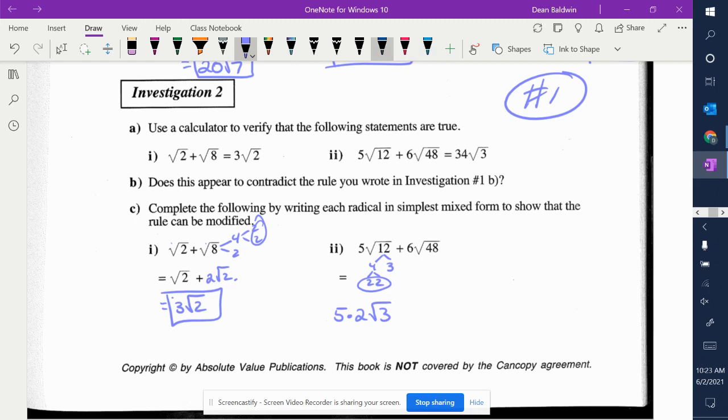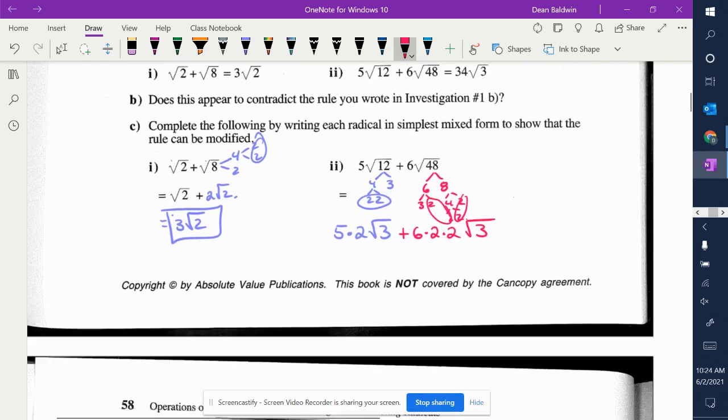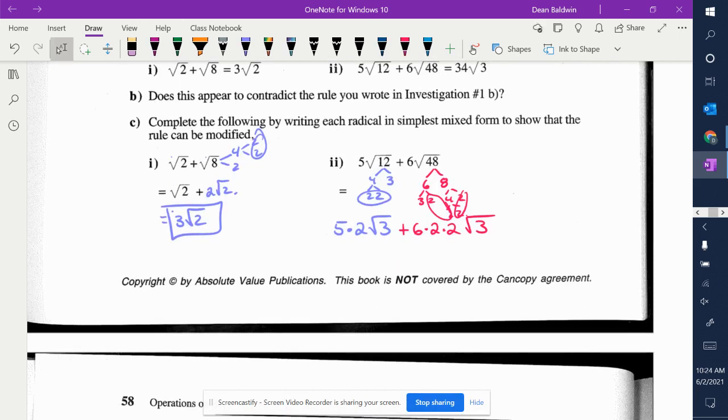The 48, I can go 6 times 8 is 48. That's a 3 and a 2, 4 and a 2, and a 2 and a 2. I'm looking for groups of 2. So I can pull out 2 sets of 2s, right? Which gives me the 6 is still there. I pull out 2 different 2s. What's left inside is a root 3. And then it's 5 times 2.